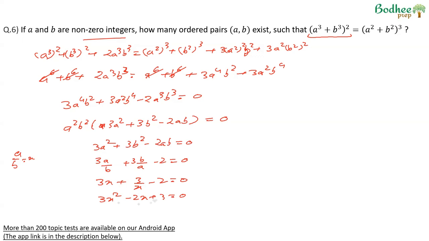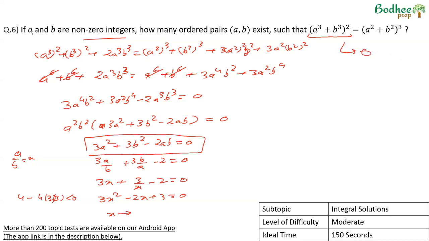Now if we look at the discriminant for this, we'll get b square minus 4ac. The discriminant is less than 0 and therefore x does not have any real roots. And therefore no integral value for 3a square plus 3b square minus 2ab is 0. Hence the number of solutions, ordered pairs that exist for this will be 0. I'll call it a moderate to difficult question, easily 2.5 to 3 minutes to solve, because figuring out the expression will take time.